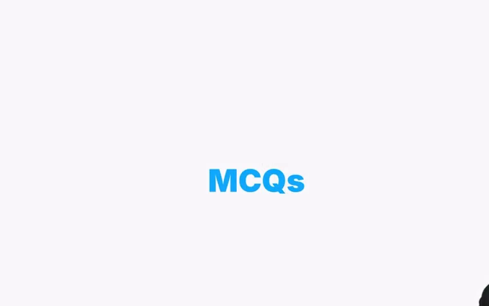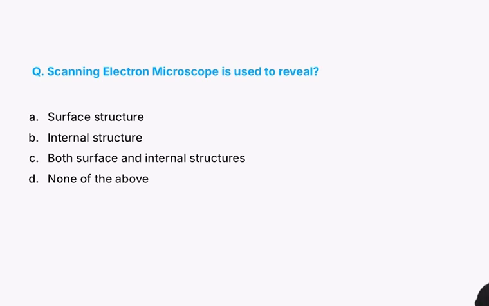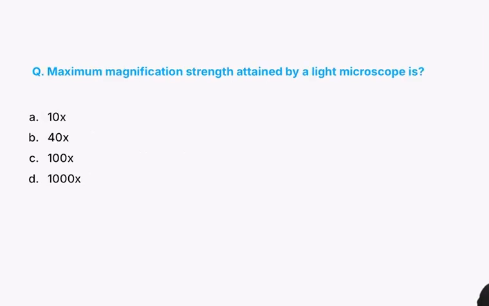Of course, with that, you wrap up all your microscope questions, but now we go in for some MCQs to test whether you're able to apply that knowledge. So scanning electron microscope is used for what? When you're scanning, you're only trying to look at the surface structure, and that is the answer over here. Coming to the next one, maximum magnification of a light microscope is 1000x. No two thoughts on that.